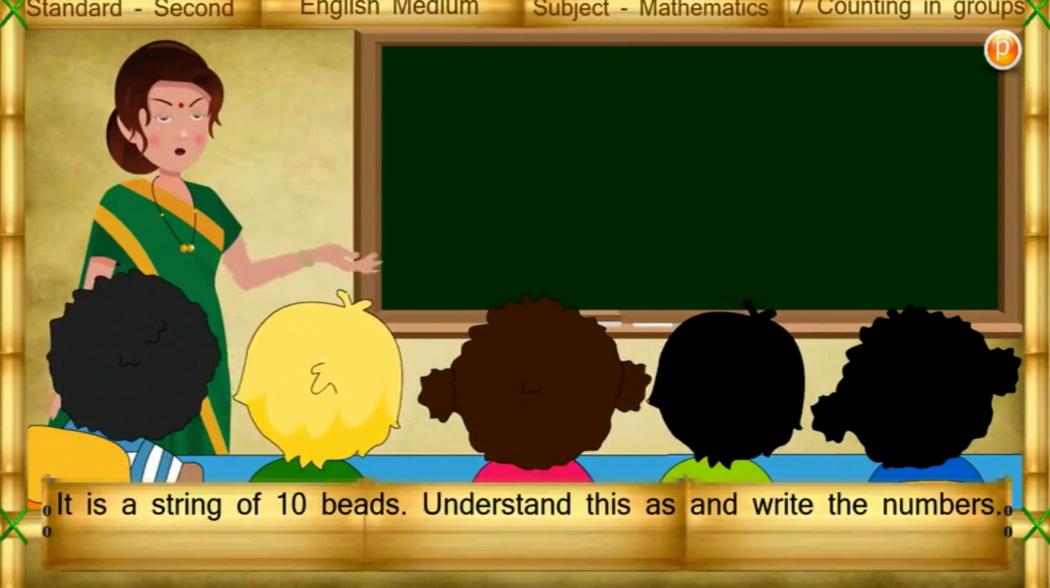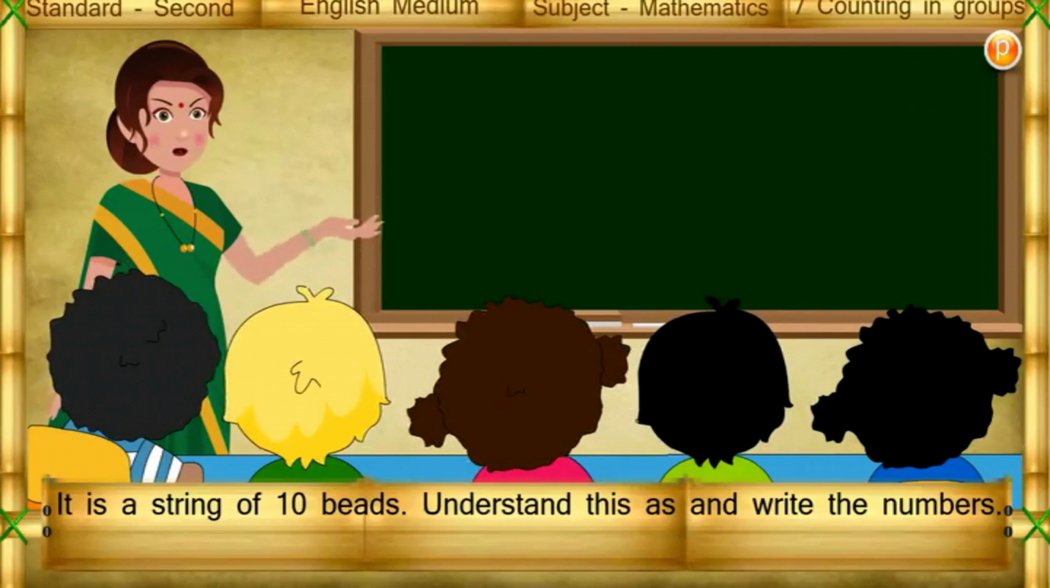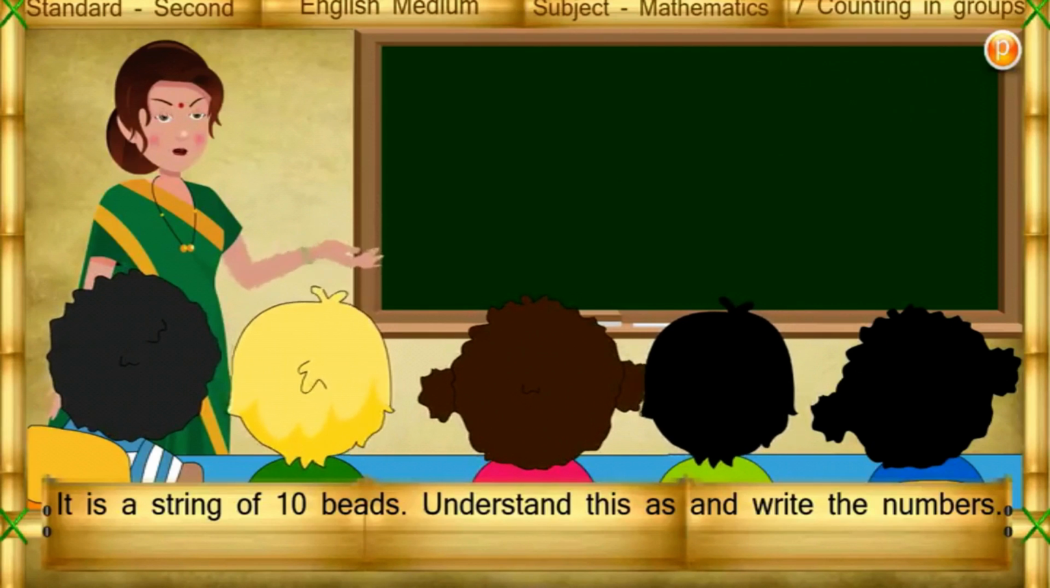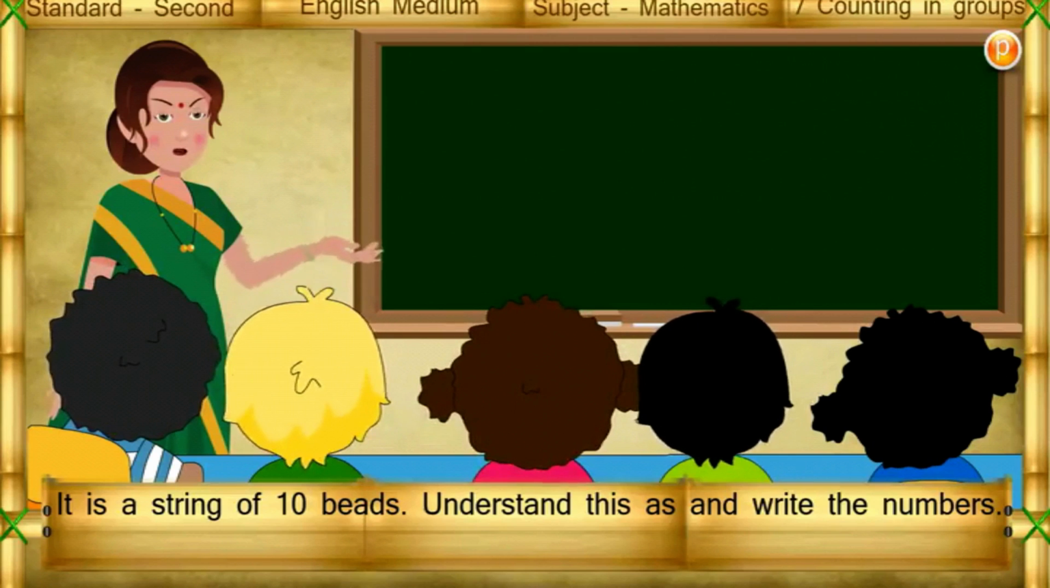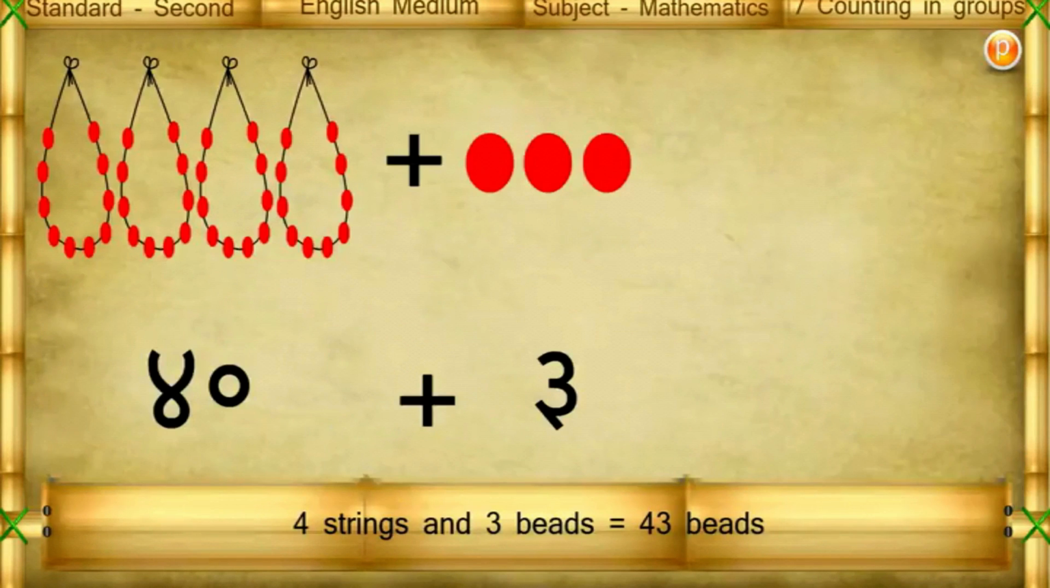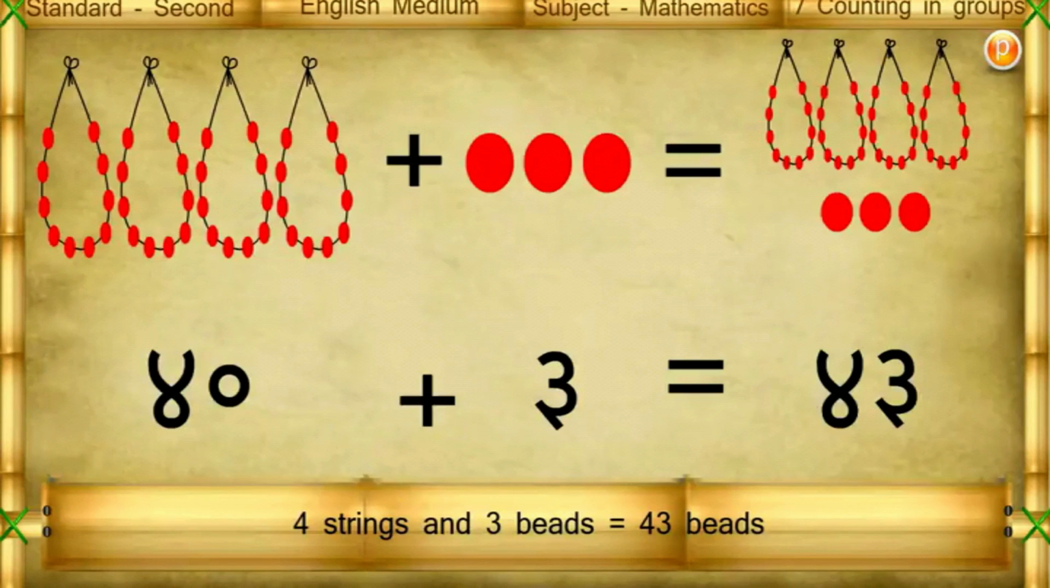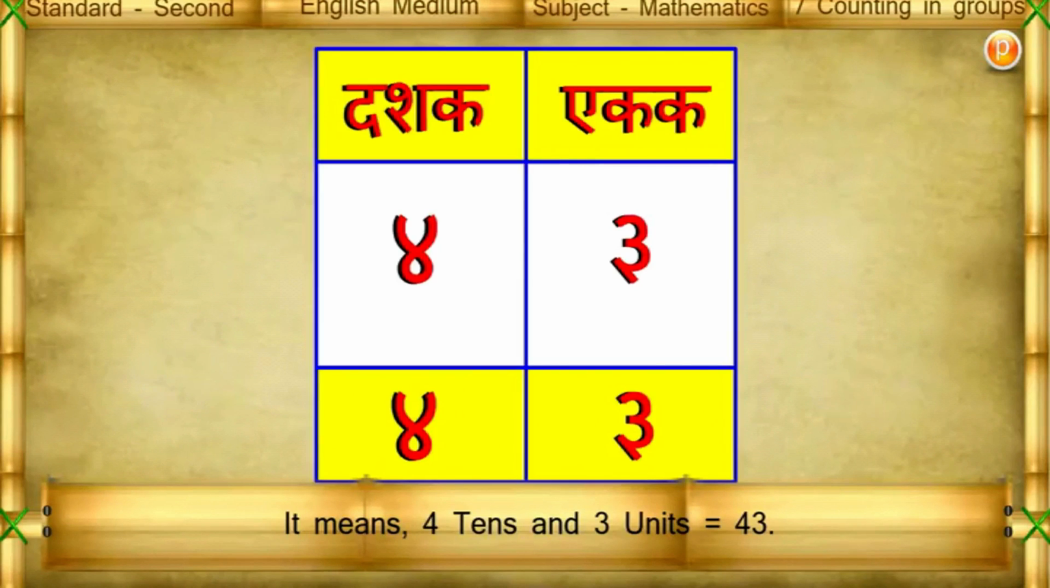It is a string of 10 beads. Understand this and write the numbers. 4 strings and 3 beads is equal to 43 beads. It means 4 tens and 3 units is equal to 43.